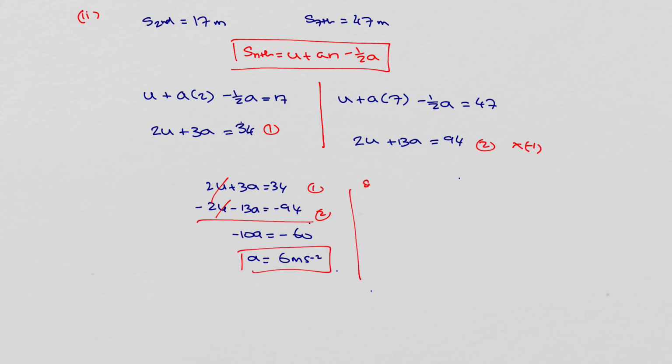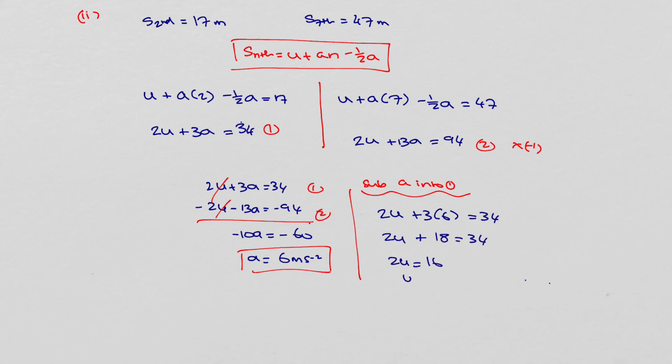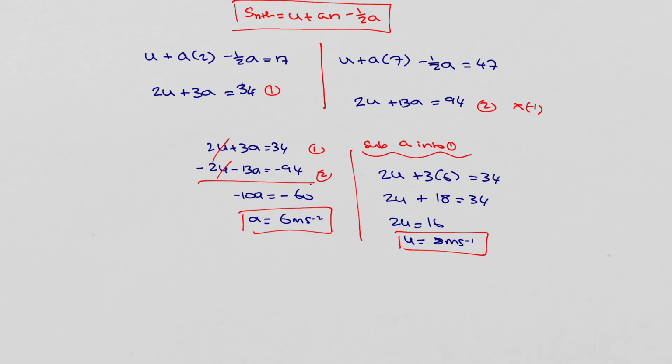And now I can sub in a into the first equation. And therefore we have 2u plus 3 times a is equal to 34. So 2u plus 18 was 34. So 2u is equal to 16, and therefore u is equal to 8 meters per second. So what that basically means then is that we know what u and a is.